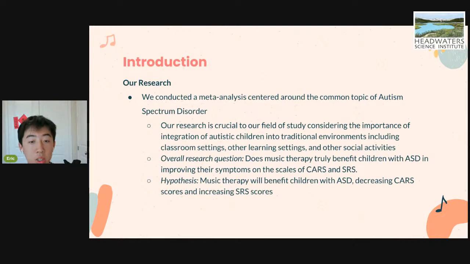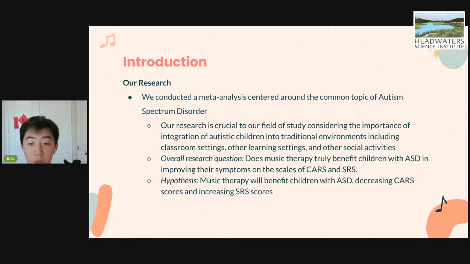So for our research, we conducted a meta-analysis around this topic of autism spectrum disorder. And we believe that our research is very crucial to the field of study because it's really important for autistic children to be integrated into these environments such as classrooms or other social settings, because it's not super common, but a lot of people do have autism, so it's really important.